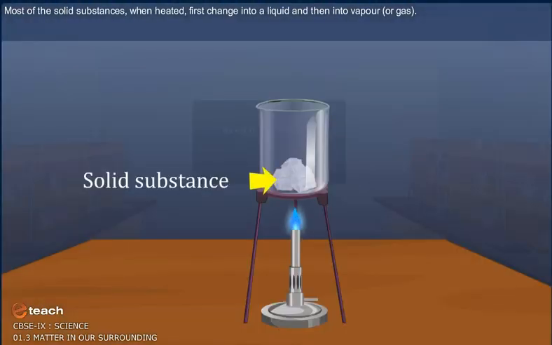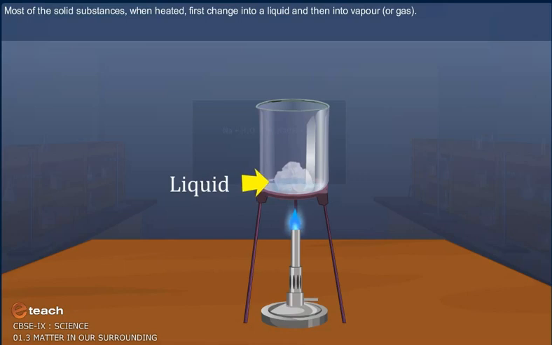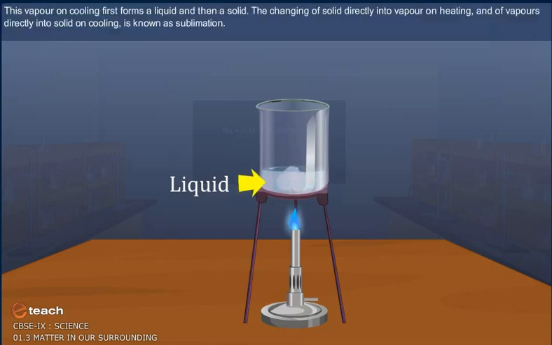Most of the solid substances, when heated, first change into a liquid and then into a vapor or gas. This vapor on cooling first forms a liquid and then a solid. The changing of solid directly into vapor on heating and of vapor into solid on cooling is known as sublimation.